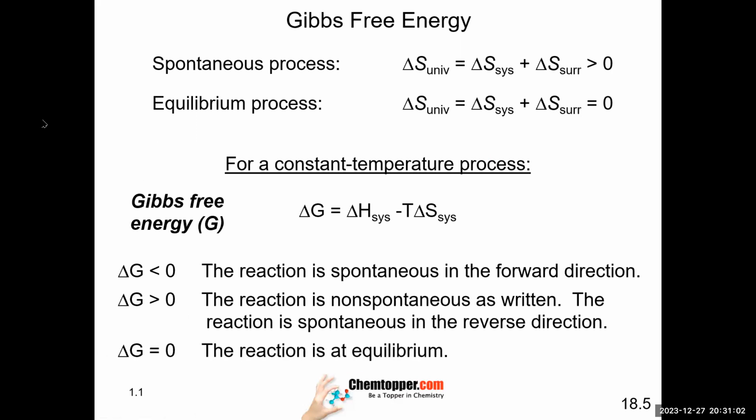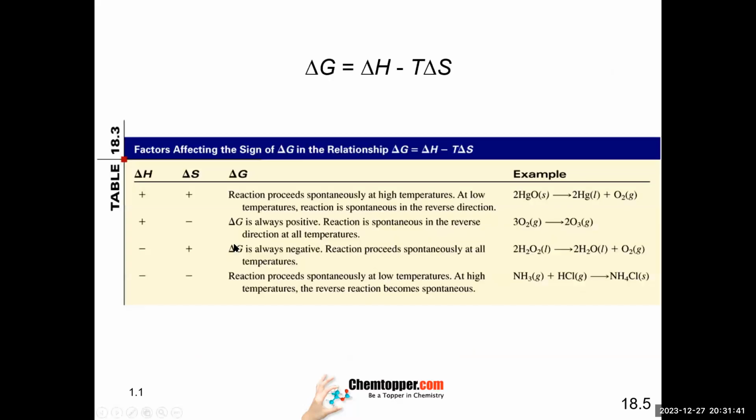And delta G is equal to 0. When delta G is 0, it means the reaction is in equilibrium. But this is delta G. This is not delta G naught. Right now we are working with delta G. Please understand there is a difference between delta G and delta G naught. What's the difference? This is standard conditions and this is non-standard conditions, right? So what is the sign of delta G for a spontaneous process?